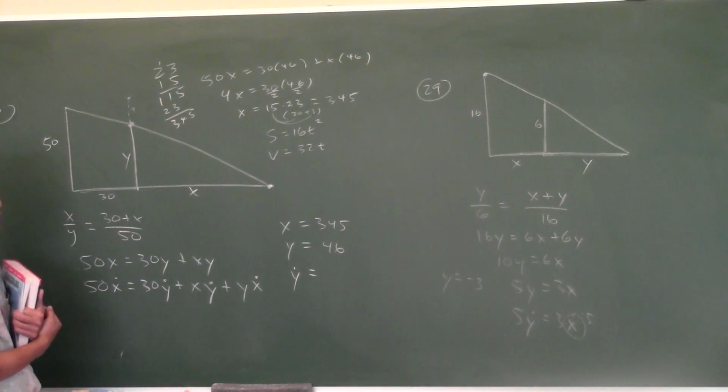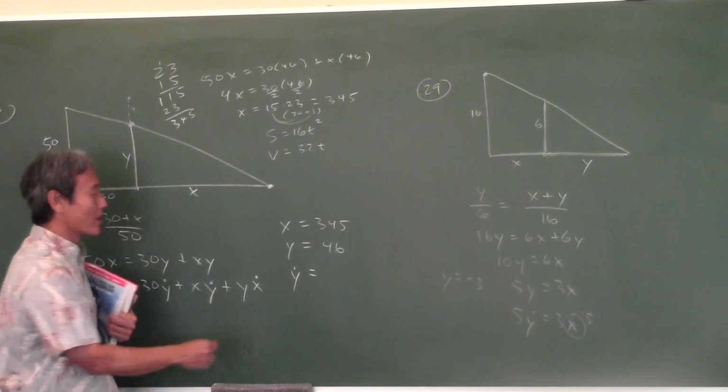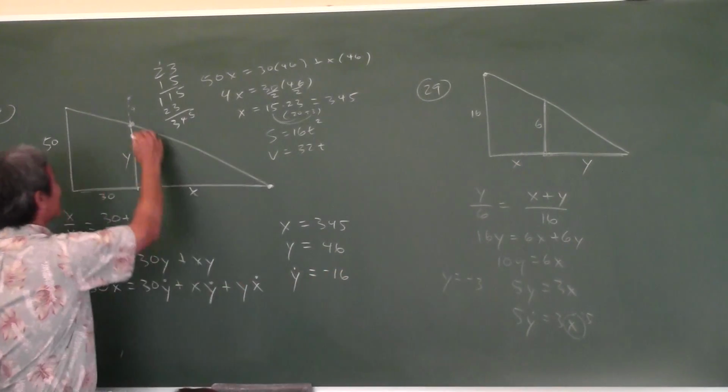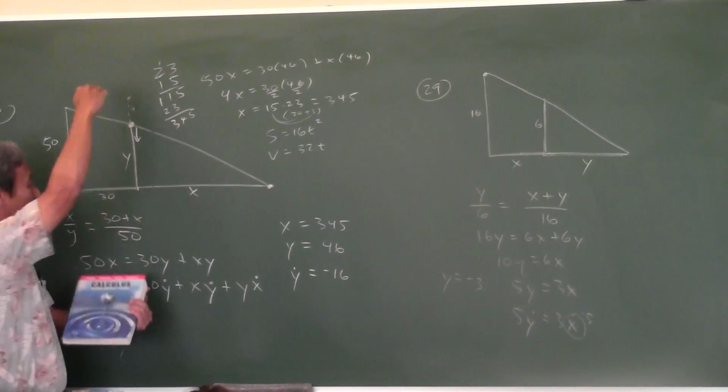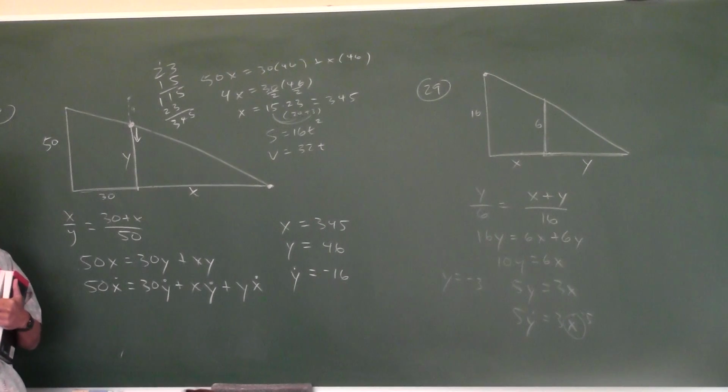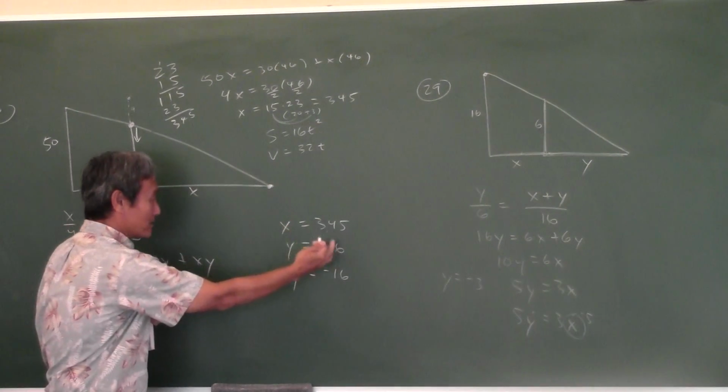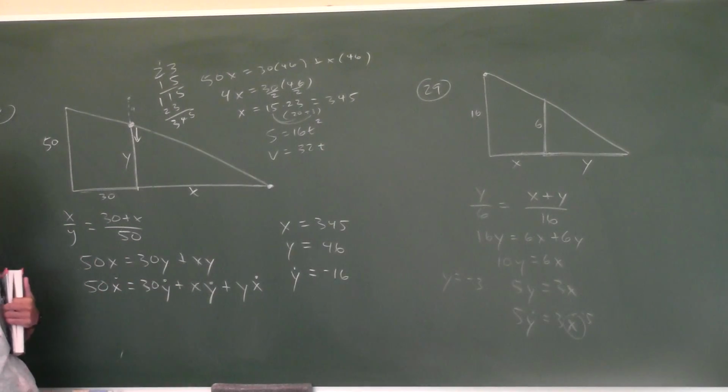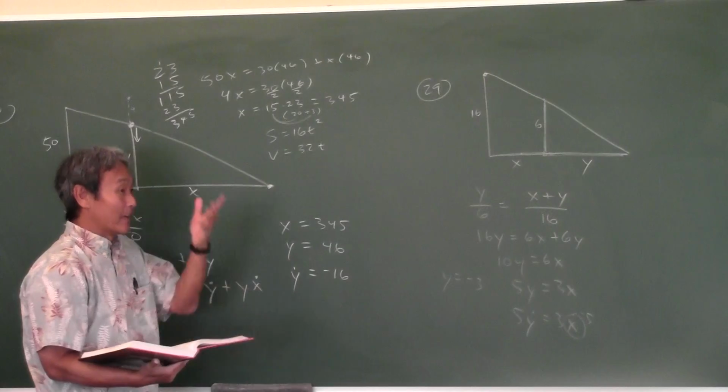So tell me, what is y dot? 16. No, it is negative 16. Because when you drop the ball it is going that way, y is getting smaller. Okay, take these numbers, plug it in here, and then you guys compute x dot. Use a calculator if you must.